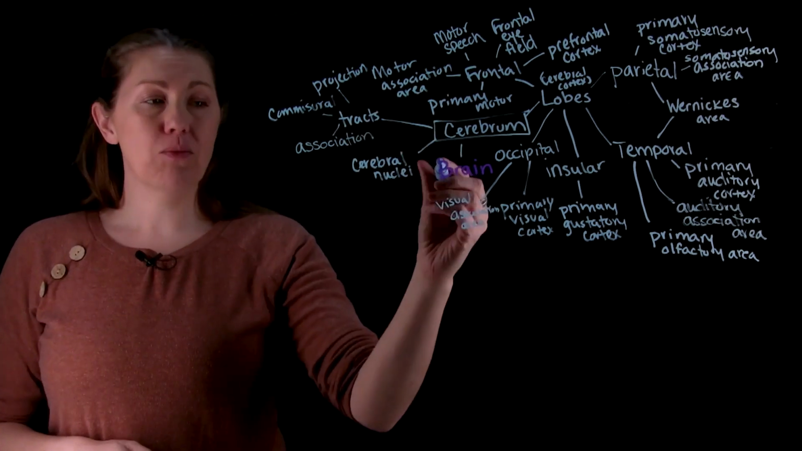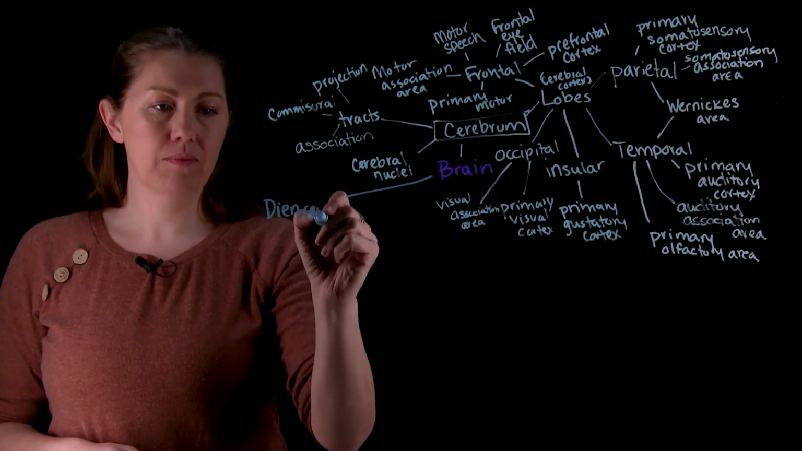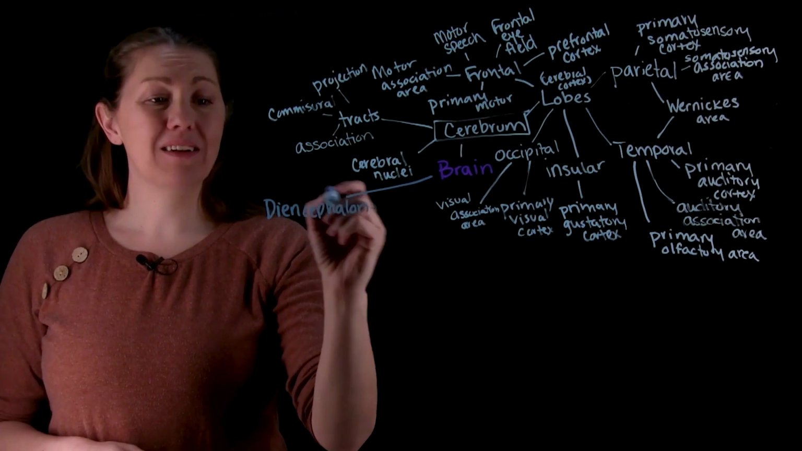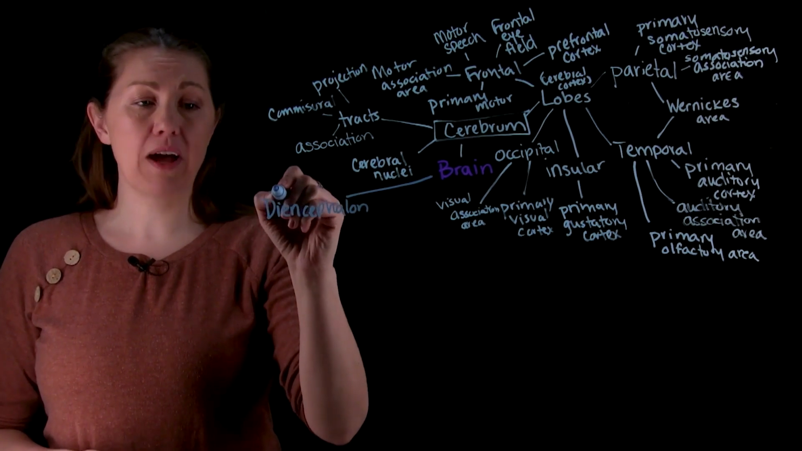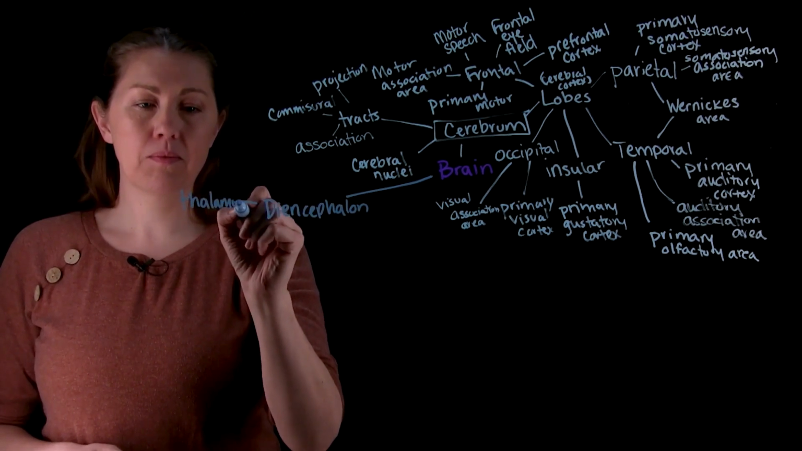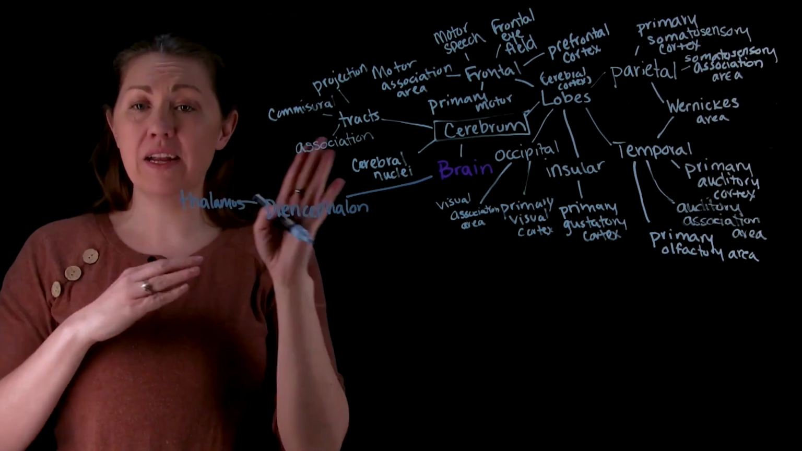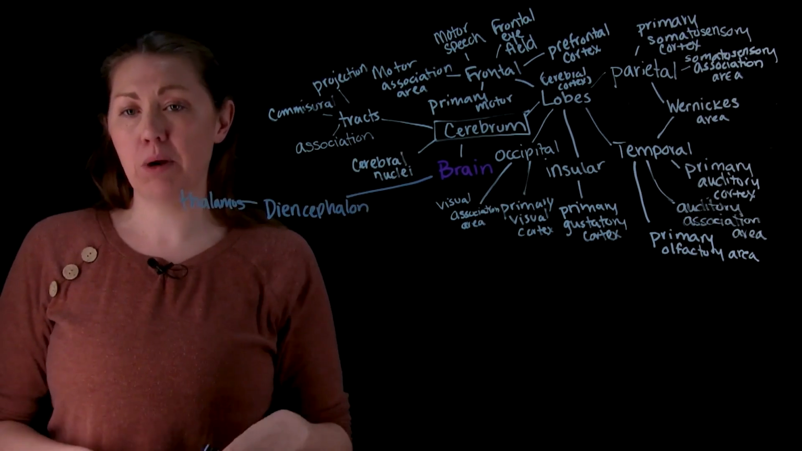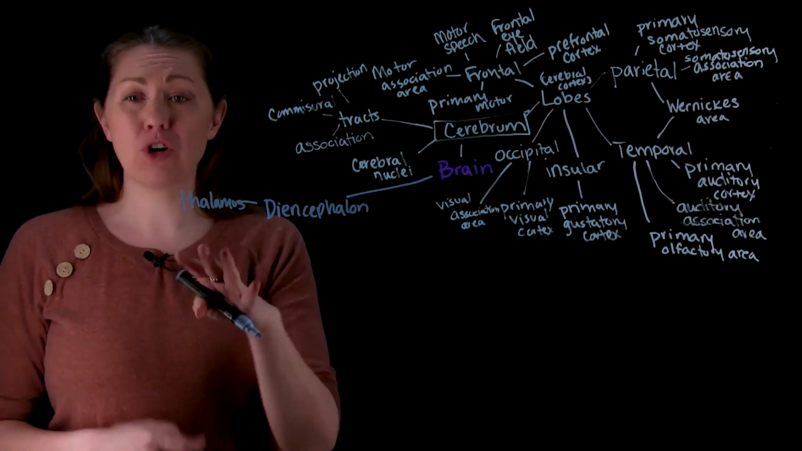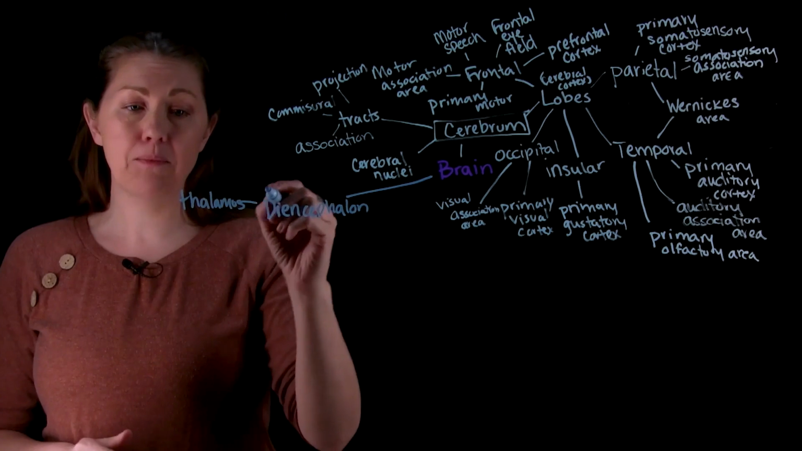So deep to all of this, we have our diencephalon. Diencephalon has 3 parts. This is going to have your thalamus, which is kind of like your major routing center. Information hits here and then it directs it to the correct location in the brain. So this is really what's in charge of your attention, kind of deciding, oh, this is really important. We need to pay attention to this now.